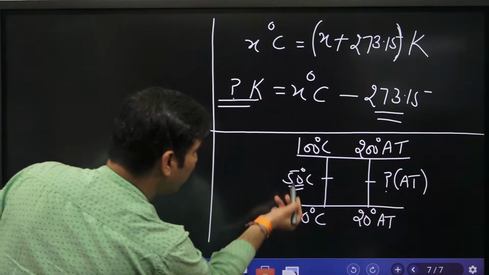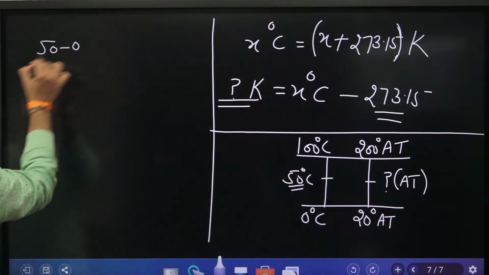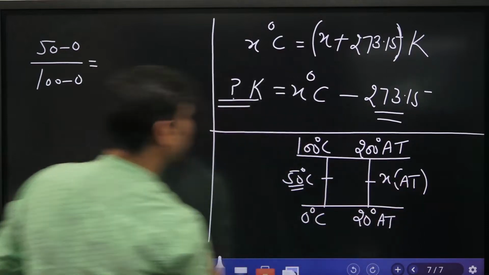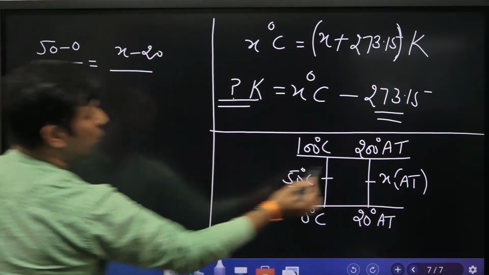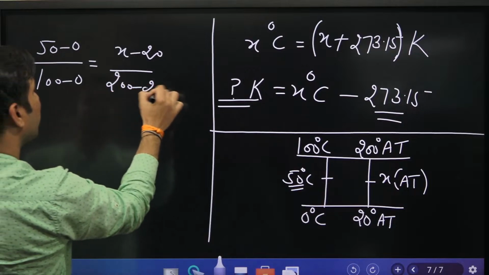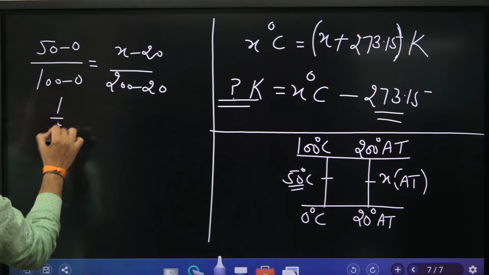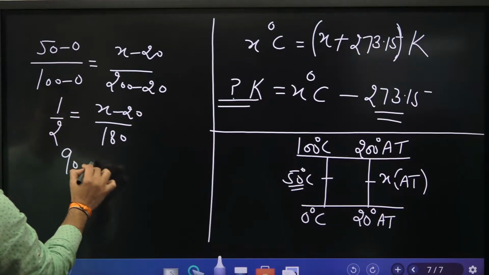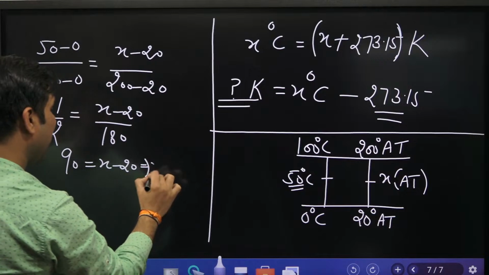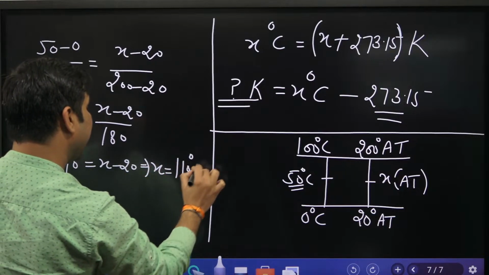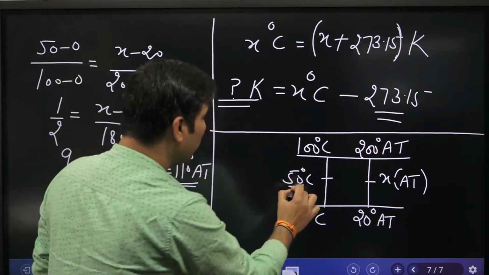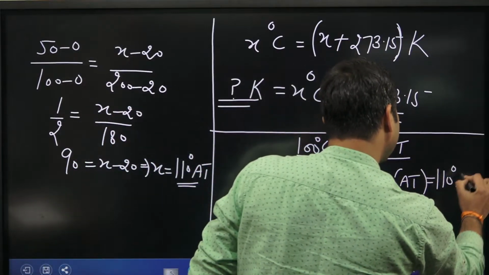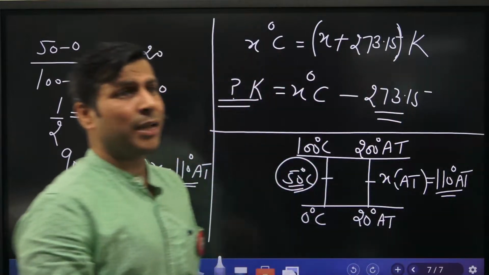Just write here 50 minus 0 over 100 minus 0. Suppose here the value is x, so write here x minus 20 by 200 minus 20. So what will you get, guys? 50 by 100 means 1 by 2, 1 by 2 equal to x minus 20 by 180. So you will get 90 equal to x minus 20, means x will come out to be 110 degree A. So when on the mercury scale you get 50 degrees Celsius, Ashutosh Tiwari will get 110 degree A. These types of questions can be framed from this.